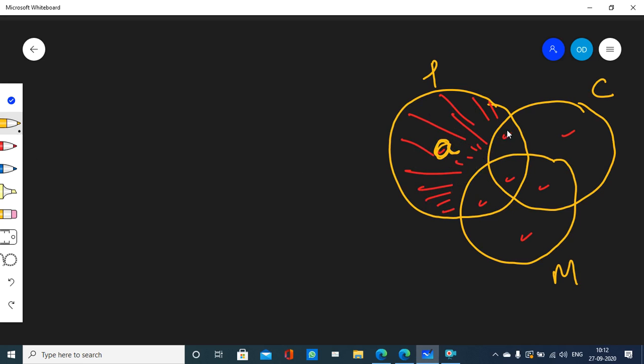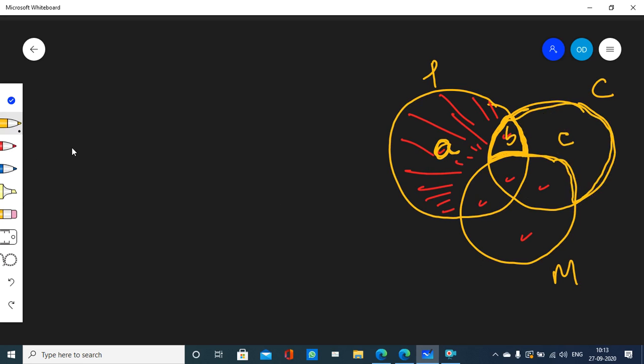Let's say B is the number of people who study physics and chemistry both, but not mathematics. I am talking about this region. B number of people live in this region. Got it? Let's say small c is the number of people who study chemistry only. This region, only chemistry.